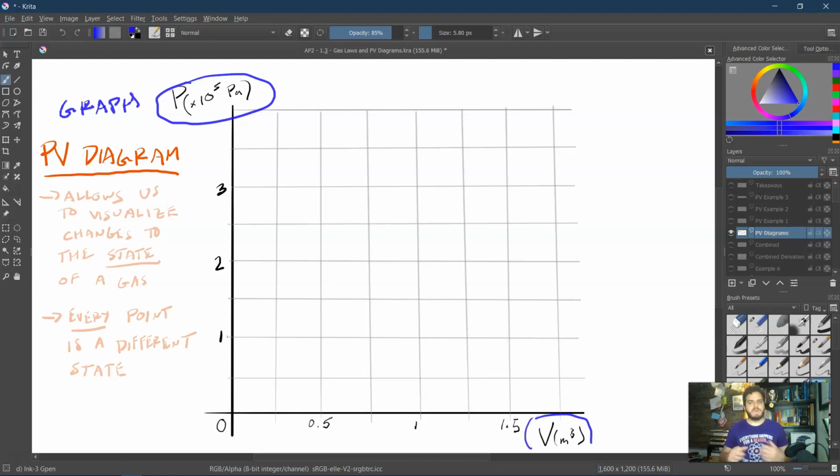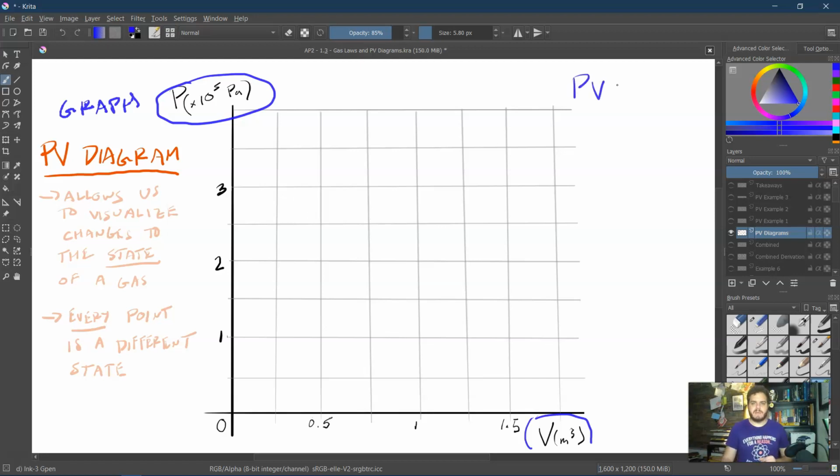You'll notice volume is on the horizontal axis because it is independent. We typically adjust the volume. We either cause a piston to increase in size or decrease in size, and that will in turn change the pressure. And I also want you to note the units here. The pressure here is in terms of times 10 to the 5th pascals, meaning this is 1 times 10 to the 5th, 2 times 10 to the 5th, 3 times 10 to the 5th. That is very, very common, so you need to get used to seeing that. Every state on here, every point, is equal to a particular unique state of a gas.